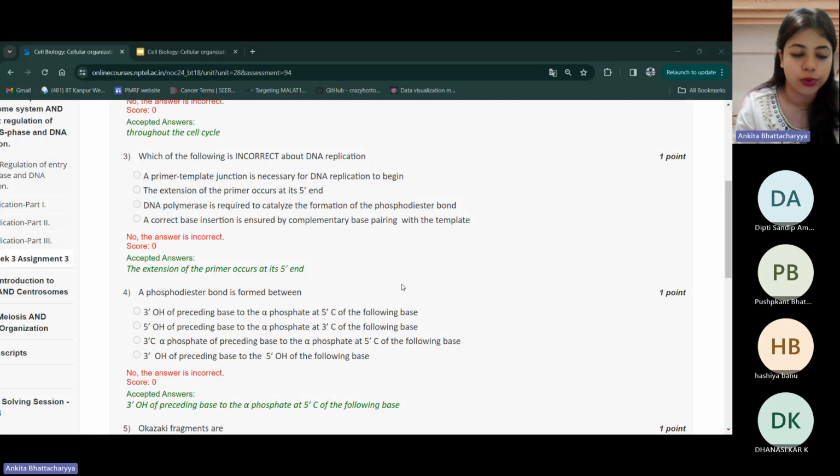That is certainly not true, which is just what I said, that the enzyme needs a 3' OH end to be accessible for it to begin its activity. Therefore, option 2 is incorrect.